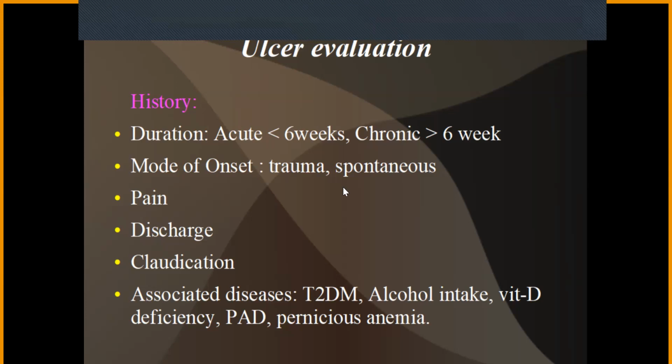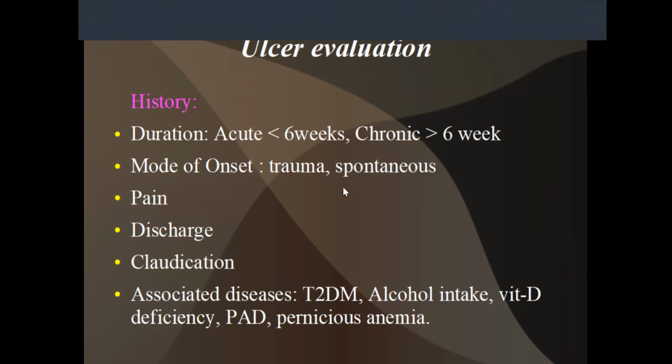Then we have to take the history of claudication to rule out any vascular disease. Other associated diseases, we have to take the history of diabetes mellitus, alcohol intake, vitamin D deficiency, peripheral arterial disease, and pernicious anemia. All these are causing the ulcer.